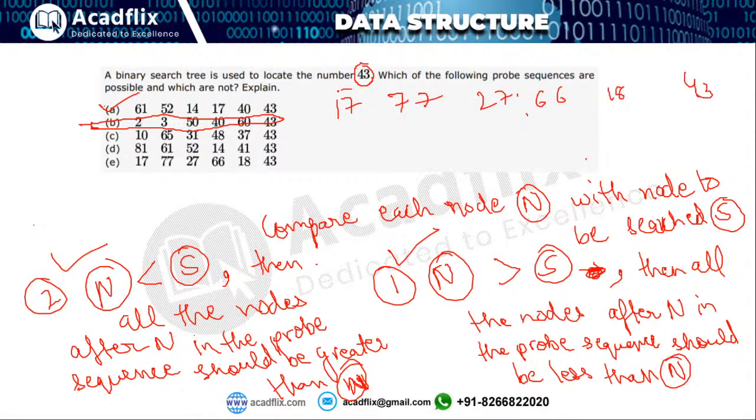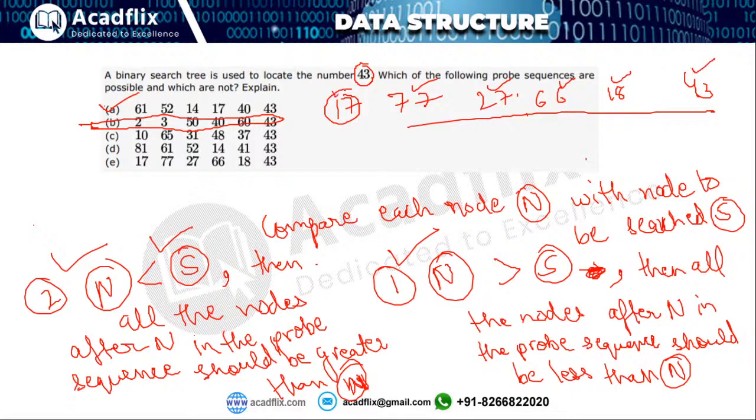So I'll compare 17 with 43. Now 43 is actually greater than 17, so this particular case. So then all the nodes after 17 should be greater than 17. So this is greater than 17, this is greater than 17, this is greater than 17, this is. So all of them were greater than 17.